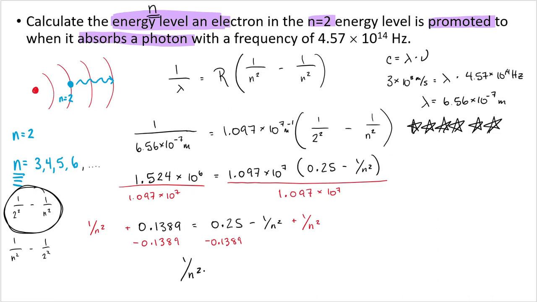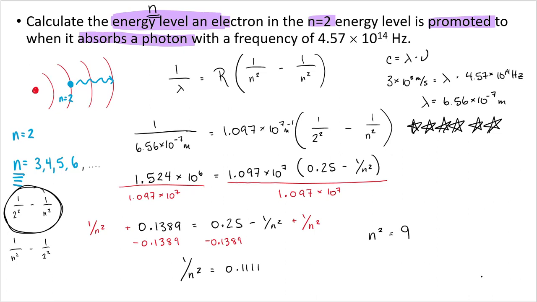You get 1 over n squared equals 0.25 minus 0.1389, which is 0.1111. Now again, you have to get that out of the denominator. The easiest way is to take both sides to the negative 1 power. If that makes no sense to you, the long way around is to multiply both sides by n squared, and then divide both sides by 0.1111. You end up getting 1 divided by 0.1111, which gives you n squared equals 9.